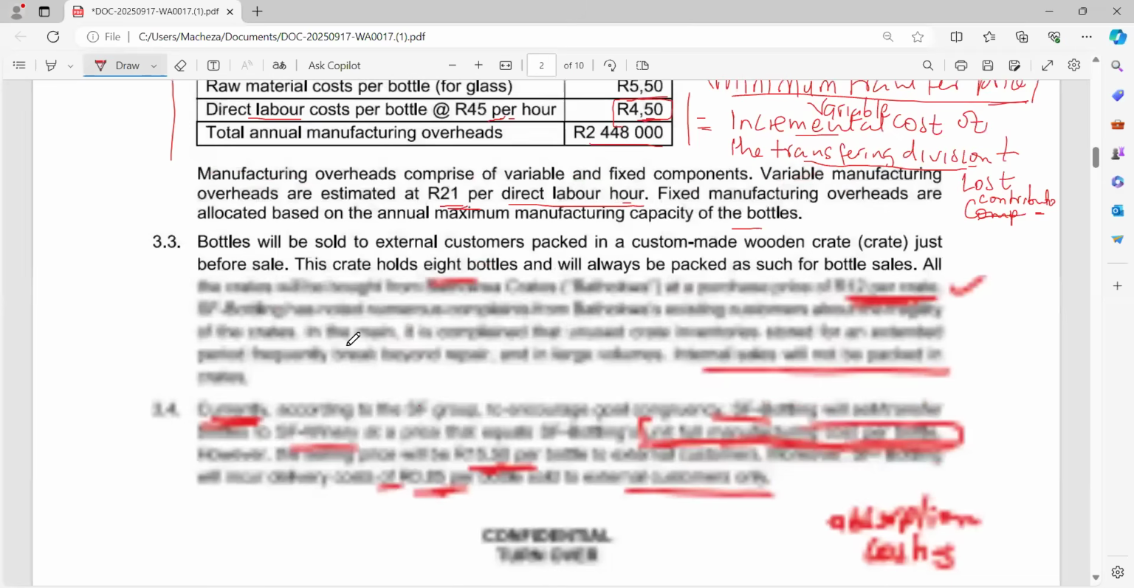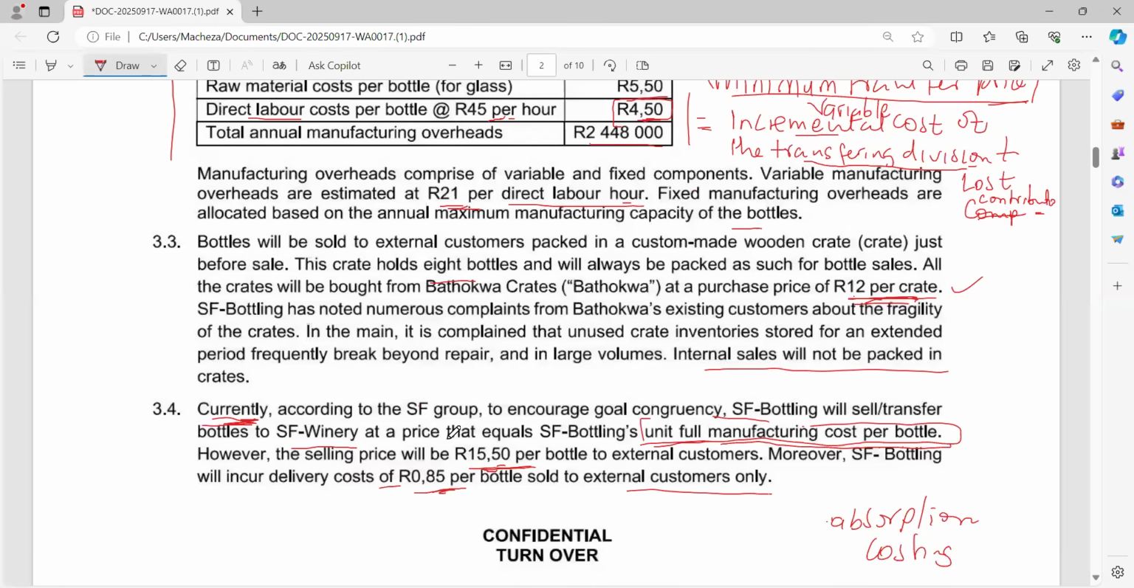They now say currently, according to the SF group, to encourage goal congruence, SF Bottling will sell or transfer bottles to SF Winery at a price that equals SF Bottling's unit full manufacturing cost per bottle. When they talk of full manufacturing cost, it means we are applying the absorption cost per bottle. So we now need to look at the full manufacturing cost per bottle.